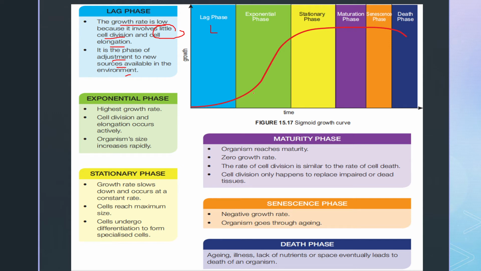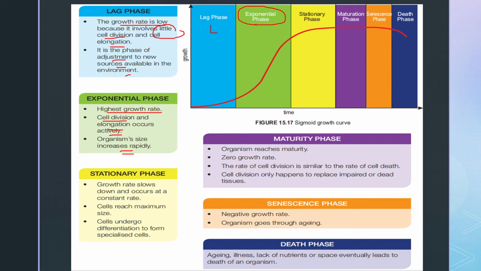So moving on to the exponential phase, by the name exponential, kita tahu this shows the highest growth rate. Okay, because the cell division and also elongation process occurs actively. Okay, the organism's size increases rapidly. Size organisma itu membesar. Okay, kita nampak dengan quite obvious in this exponential phase.